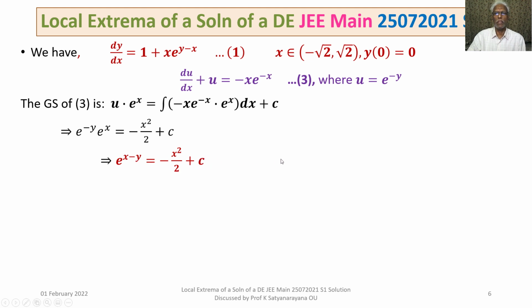To evaluate c, we use the initial condition, y(0) = 0. That is, y is 0 when x is 0.